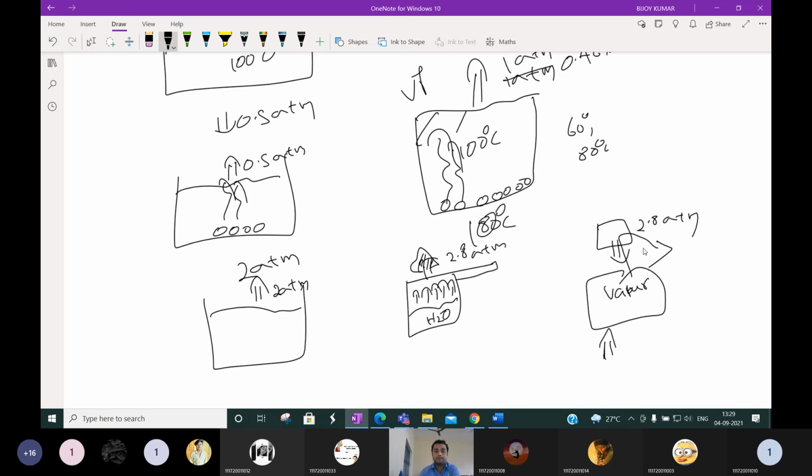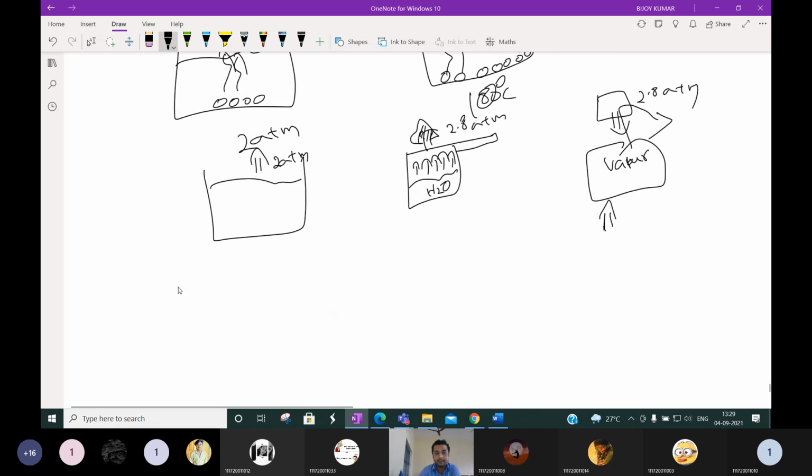Okay, so we know that at higher pressure the boiling point is high. Suppose we are using a pressure cooker at 3 atmosphere, then what will be the boiling point of water in the pressure cooker at that time? It will be greater than 100 degrees centigrade. Yes or no? In a pressure cooker we are applying higher pressure. At higher pressure the boiling point will be high. Suppose the boiling point will be 130 degrees centigrade.